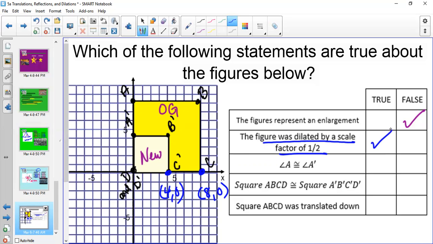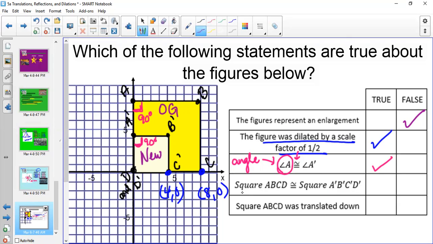Okay, this one stumped a lot of people in class. So this is not talking about the entire square. This is talking about the angle. That symbol stands for angle. So the angle on A, so I'm going to look at angle A, is actually a 90-degree angle. Is that, again, this symbol means congruent to angle A prime. A prime is also a right angle, or 90 degrees. Congruent means same size, same shape, and that is definitely true. They were both 90-degree angles.